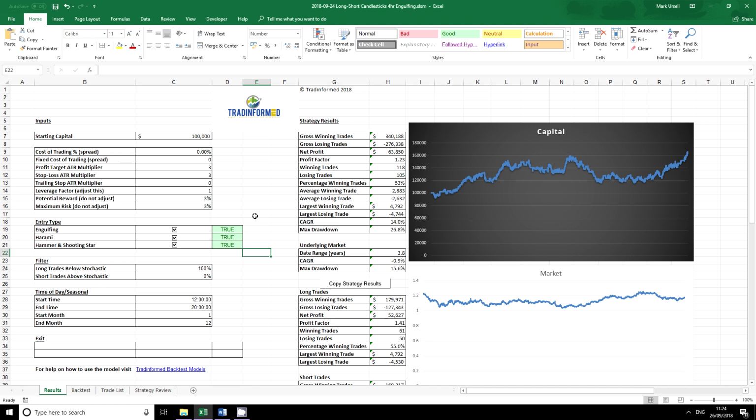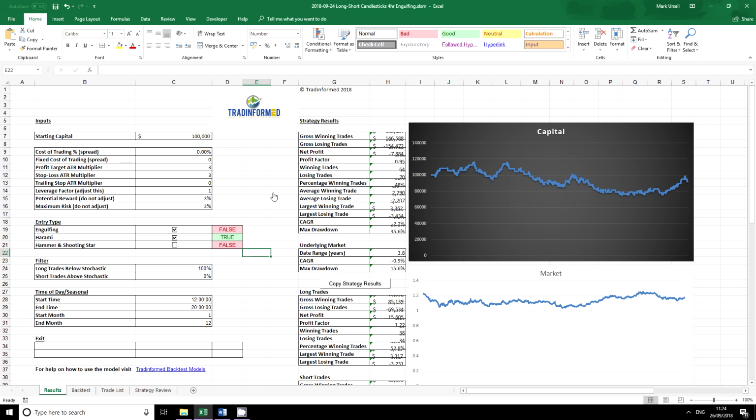Now these results are all well and good, but we need to dive in a little bit deeper and understand which of these patterns is delivering these results and which of them are not helping us. So I can switch them on and off from over here. And looking at them individually, we can see that with these settings, the engulfing pattern is a negative proposition over this time period.